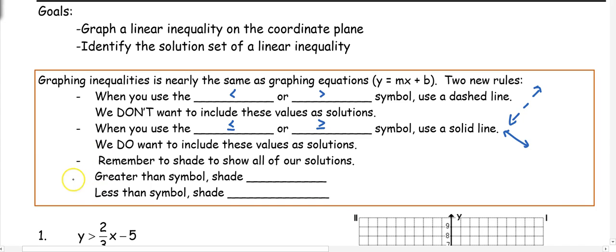So if we have a greater than symbol, or a greater than or equal to, we are going to shade above the line. And if we have a less than or a less than or equal to symbol, then we are going to shade below the line.